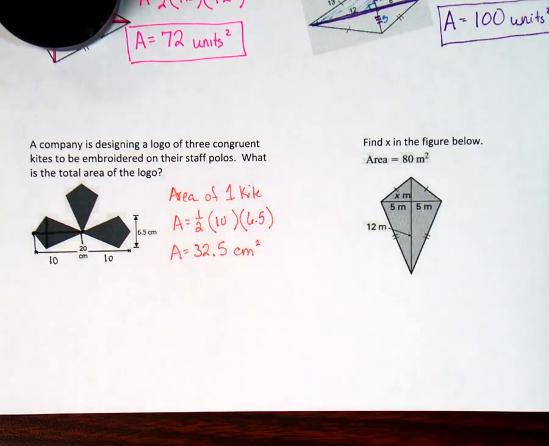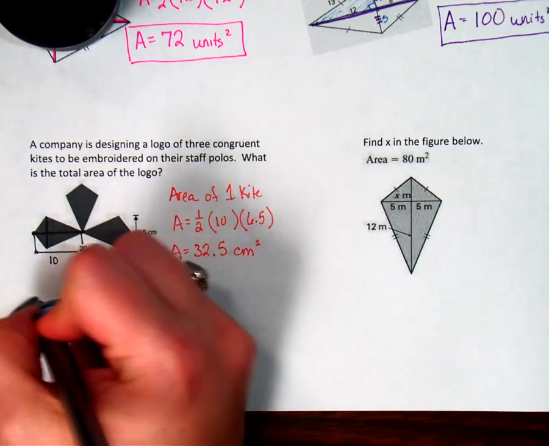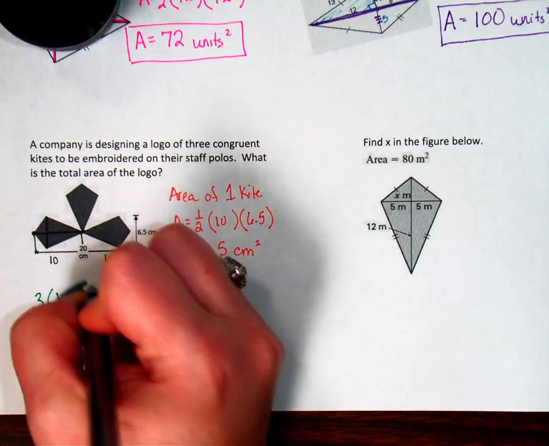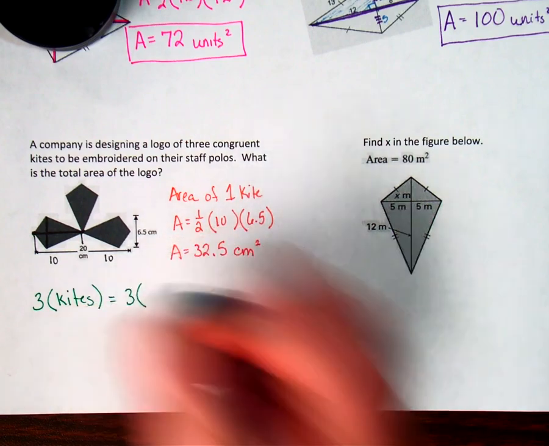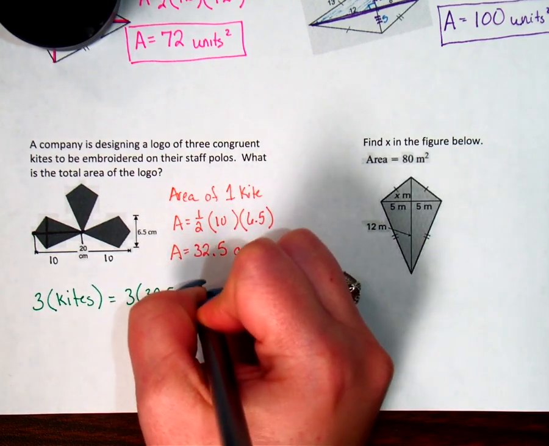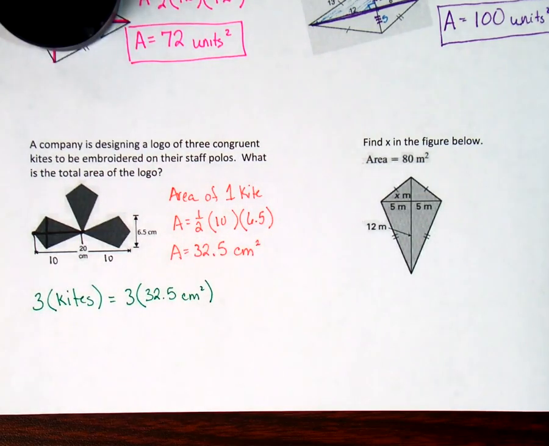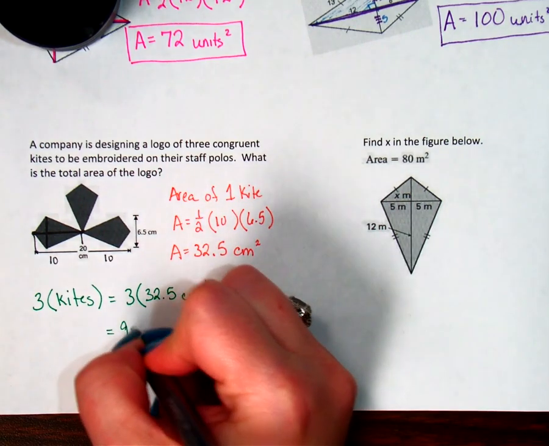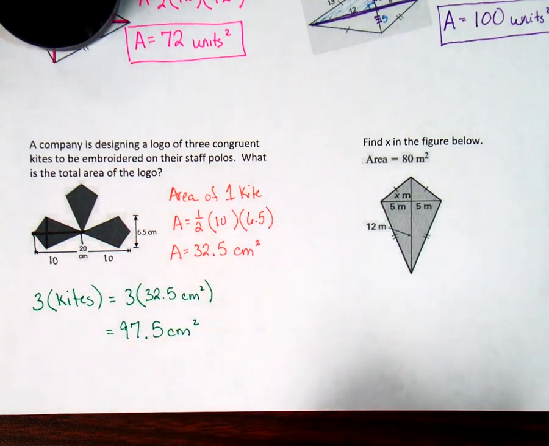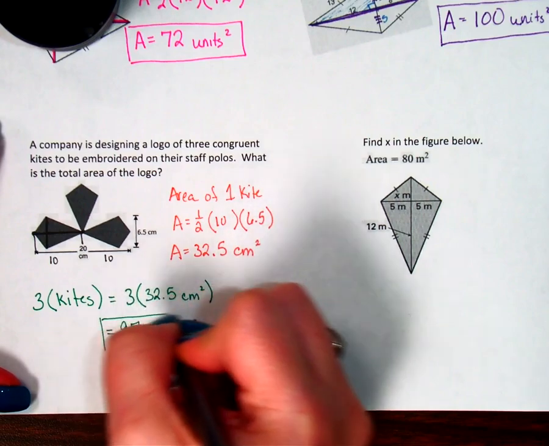That's one kite, but my logo is 3 kites. So really, I'm going to have 3 kites. That's going to be 3 times 32.5 square centimeters. So 3 times 32.5 is 97.5 square centimeters for the total area of that design.